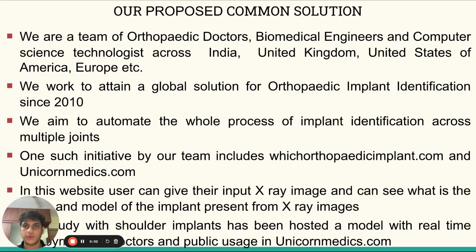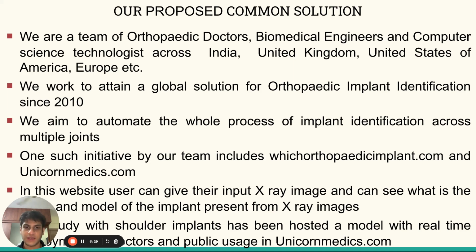With this, I want to propose our common solution. We are a team of orthopedic doctors, biomedical engineers, and computer science technologists across India, the UK, the United States of America, Europe, and many such countries. We have worked to obtain a global solution for orthopedic implant identification since 2010. We have aimed to automate the entire process of implant identification across multiple joints such as knee, shoulder, etc.